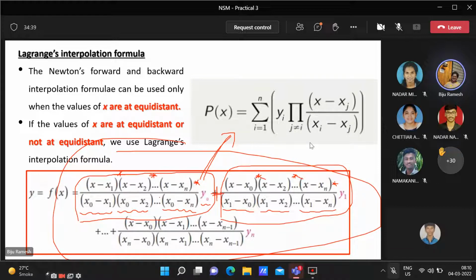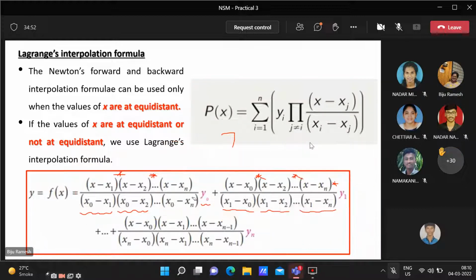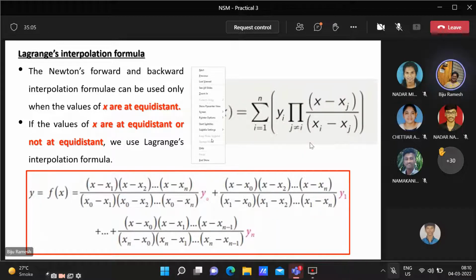So what is this actually? If you say in short, it is sum of products. Yes or no, students? Can we say in short this expression as sum of products of something? Yes, ma'am. Okay. So let us see what products it is and what sum it is.